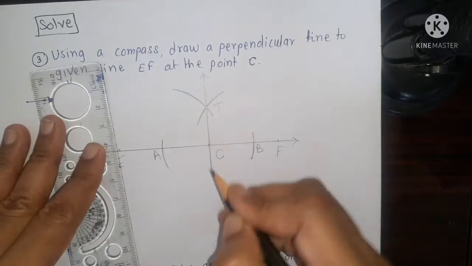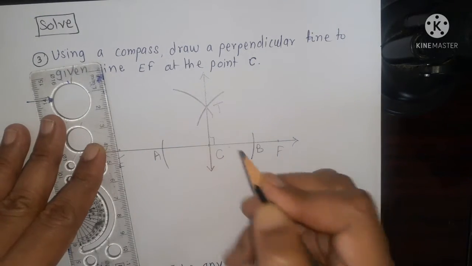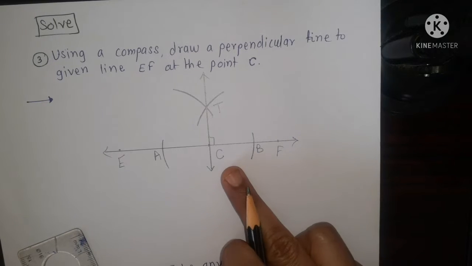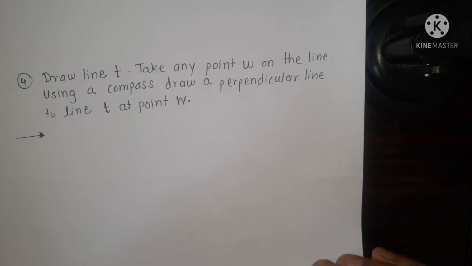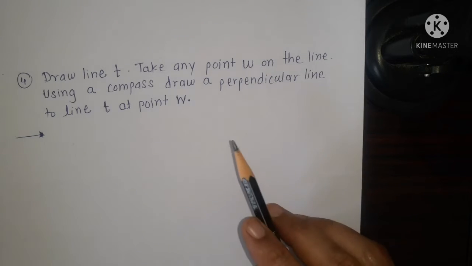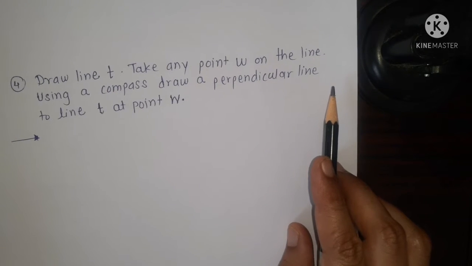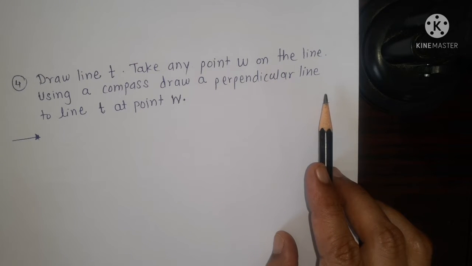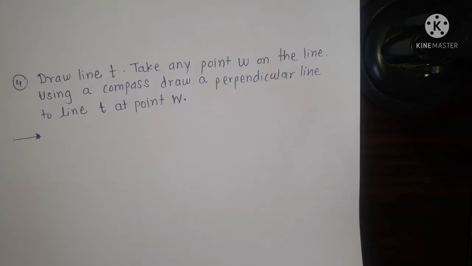We get a perpendicular line to the given line at point C. Question 4. Draw line T. Take any point W on the line. Using a compass, draw a perpendicular line to line T at point W.